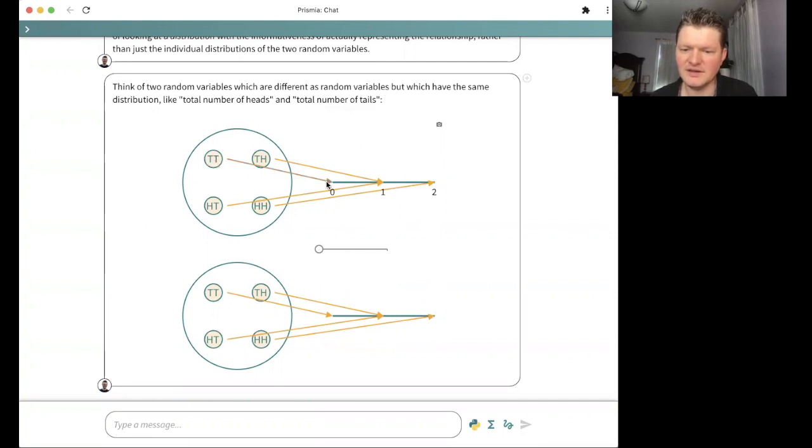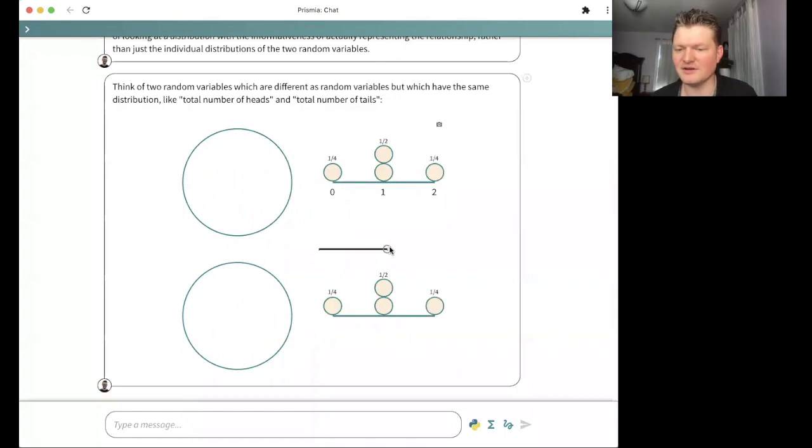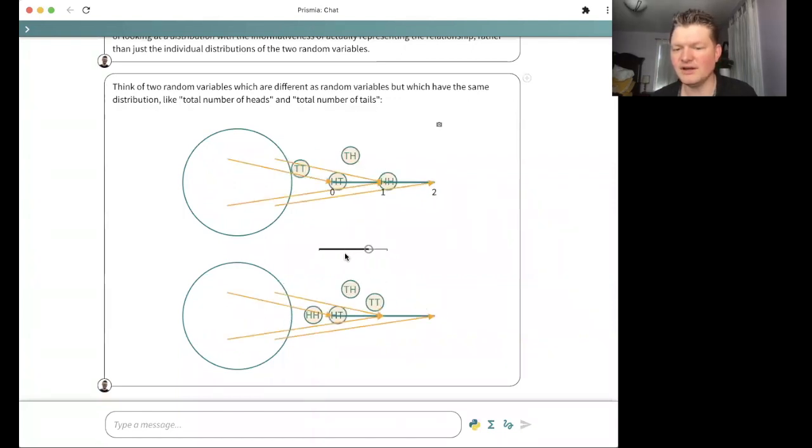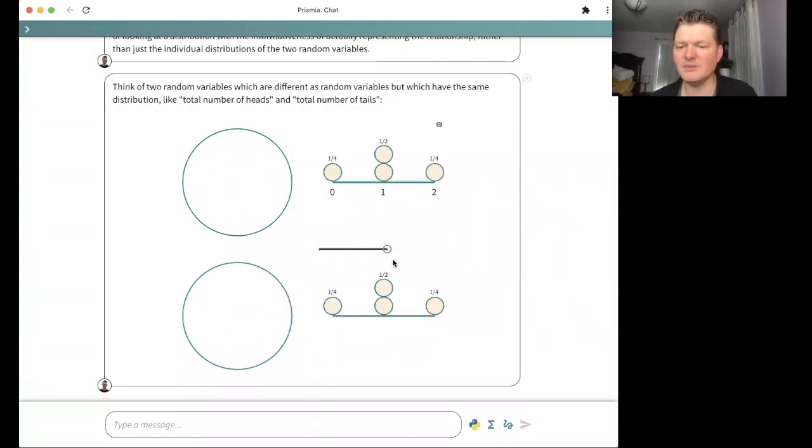So TT goes here. Oh, I messed up the arrows. The arrows are the same in the two diagrams, and they shouldn't be. If you look at where the masses actually go, that's correct. So TT goes over here to the end, and HH goes here to the beginning. I'll fix that in the script after class. But in any case, you can see how they have the same distribution despite being different random variables.